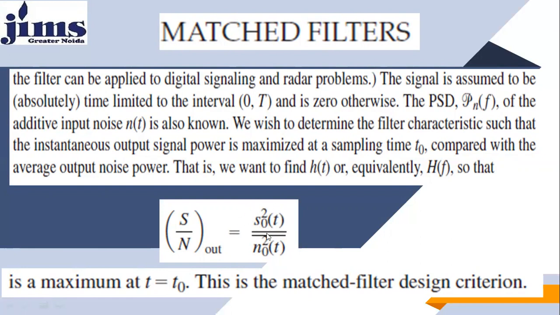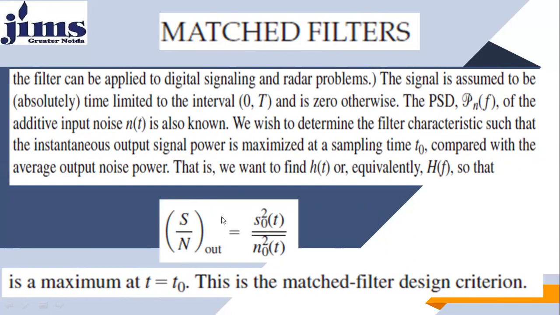S naught square T is always designated as a signal power. And noise is also a signal, right? So N naught T represents the amplitude of the signal, or you may say it represents the voltage of the signal. And if you square the voltage, it becomes power. This time it is noise power, because you square N naught T. So as far as signal to noise ratio is concerned in matched filter, it is always the ratio of S naught square T upon N naught square T, right?